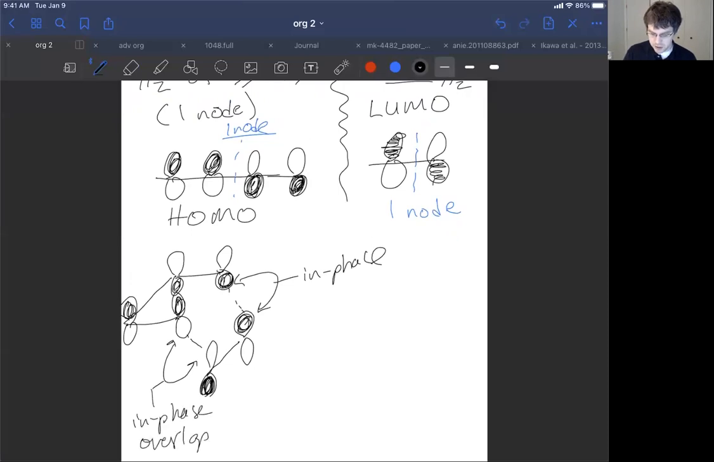Now, it's important to note that if I had used other orbitals, I would not get this in-phase overlapping to occur. So it's due to the symmetry of these molecular orbitals, the fact that we have this one node, that we can get this in-phase productive overlap across these interactions. And this is fundamental to what's called the Woodward-Hoffman rules.